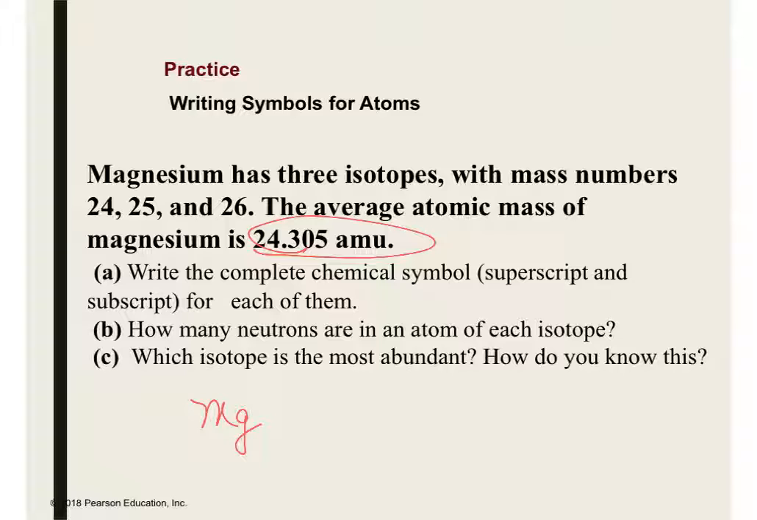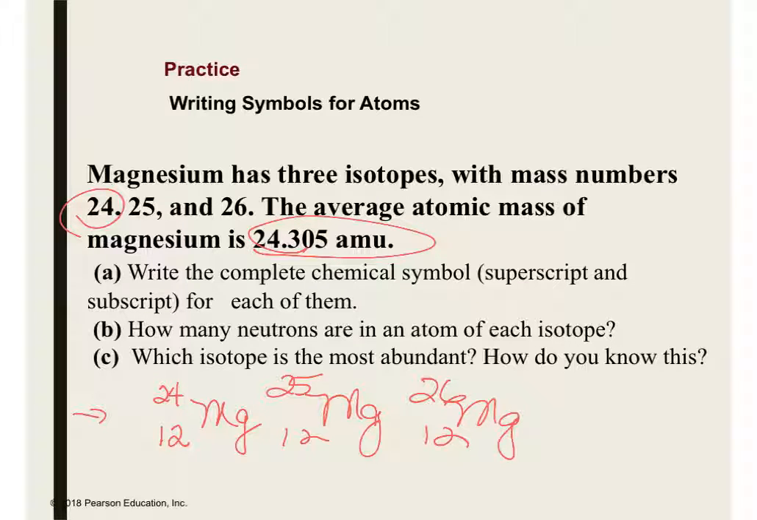Mass numbers, when you're writing it on pen and paper, goes at the top. So I'm going to put 24 there. Then you would need to look on the periodic table and find out what is the atomic number for magnesium, and it happens to be 12. Hopefully I didn't make a mistake there. And so there is the symbol for magnesium 24, magnesium 25, and magnesium 26.